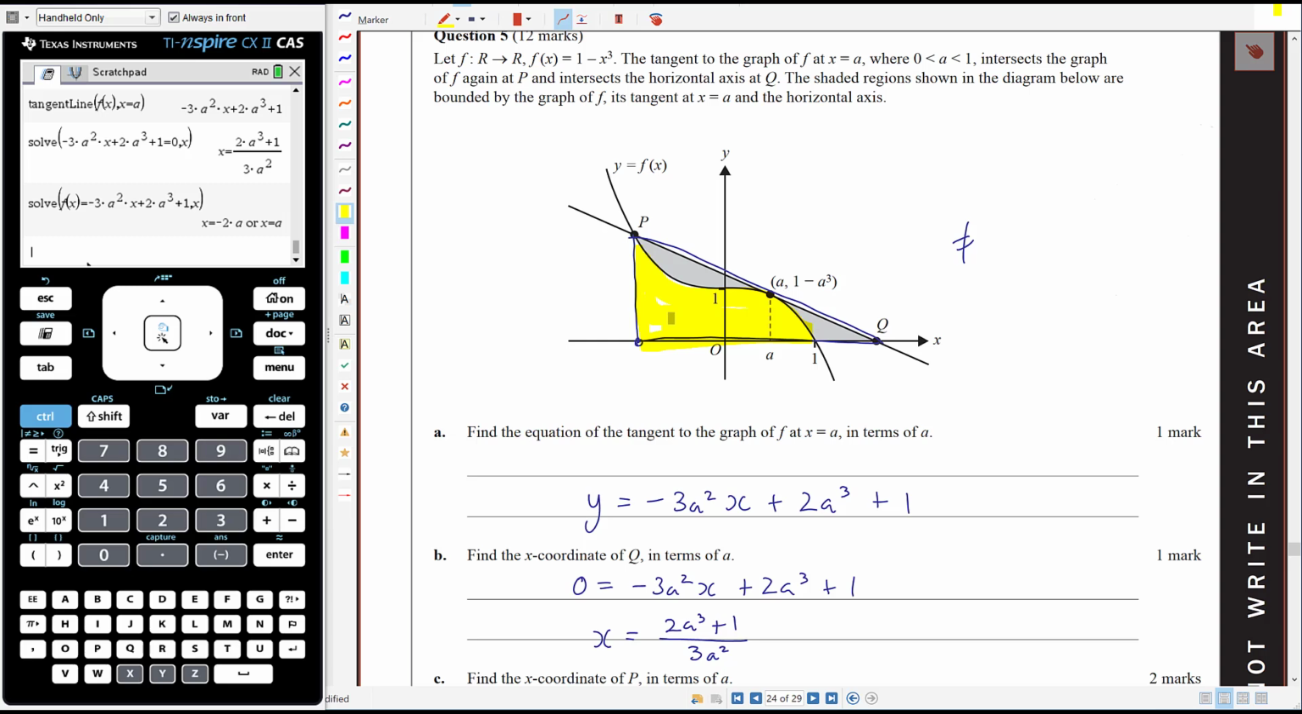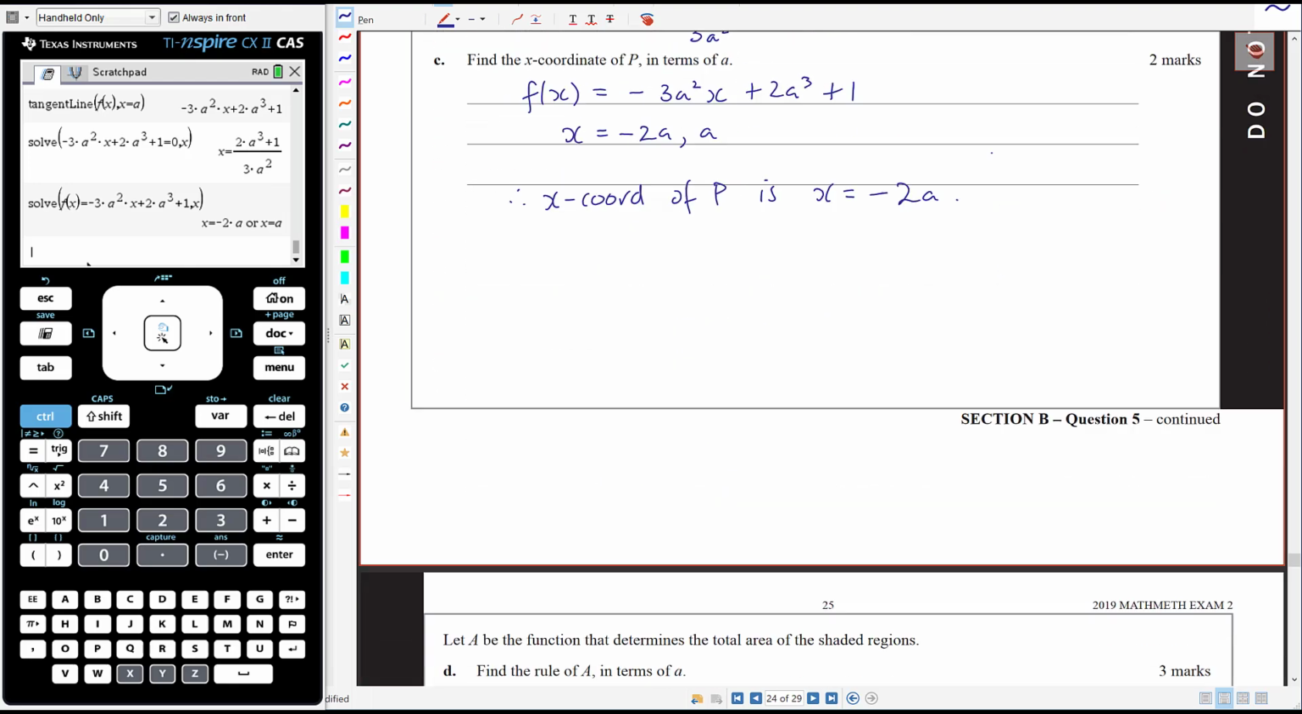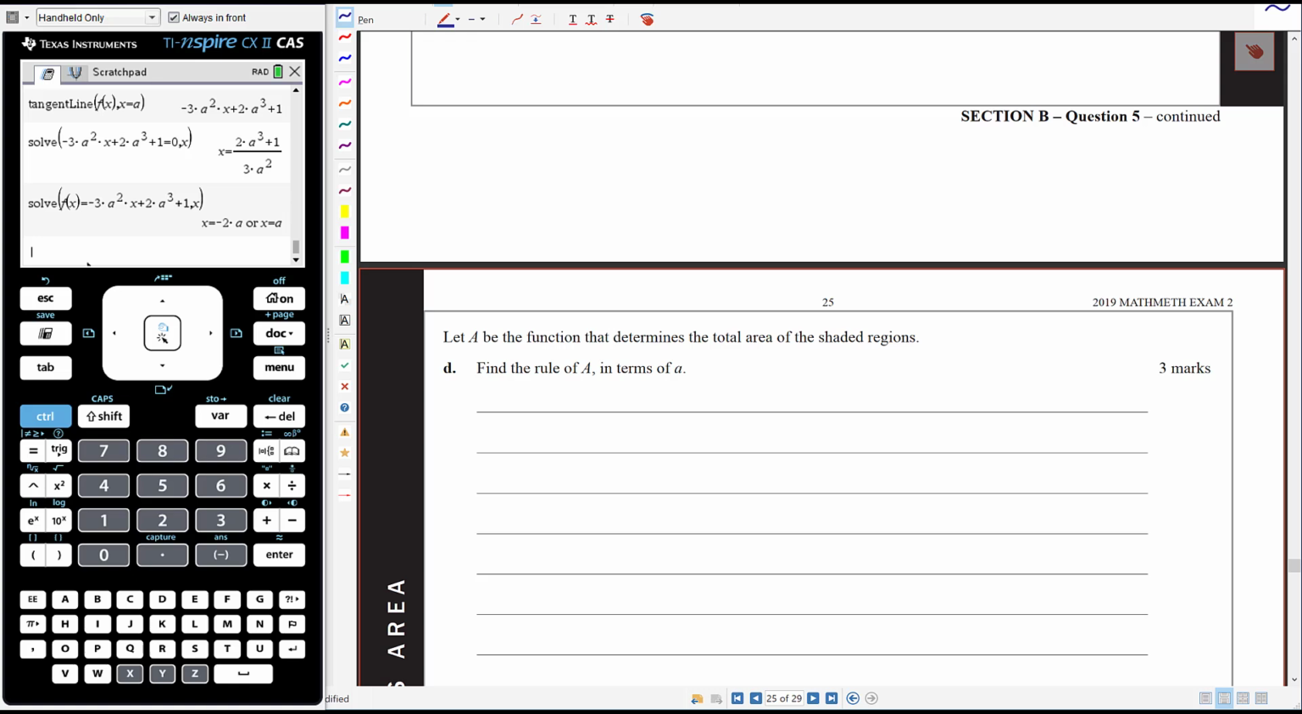And you could find that as a triangle, or you could just do it as the integral of the tangent, remembering this is negative 2a, from negative 2a to q, which is 2a cubed plus 1 over 3a squared. So from negative 2a up to that q value of the tangent function, which gives you the area of that triangle, minus the integral from negative 2a up to 1 of f of x. Okay, that would probably be the easiest way, to my mind, of finding it.